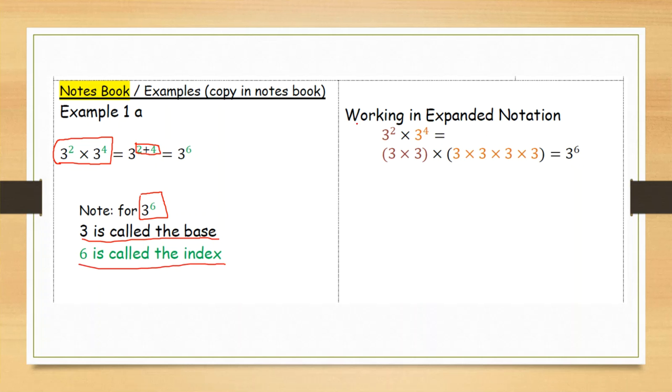So this is why it works. So when we work in expanded notation, this is why it works. 3 squared means 3 times 3. 3 to the power of 4 means 3 times 3 times 3 times 3. So all of this combined is 3 to the power of 6.